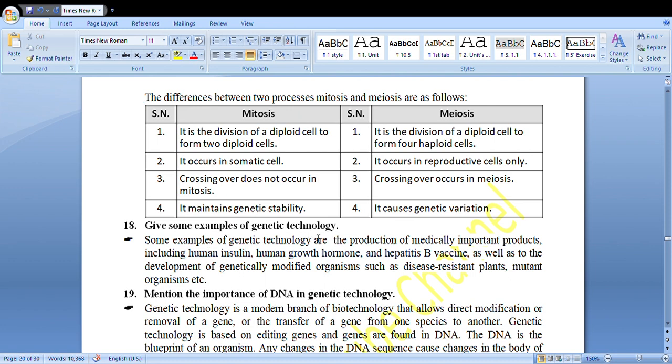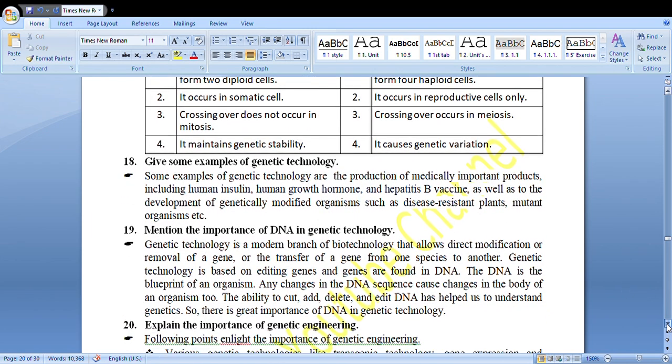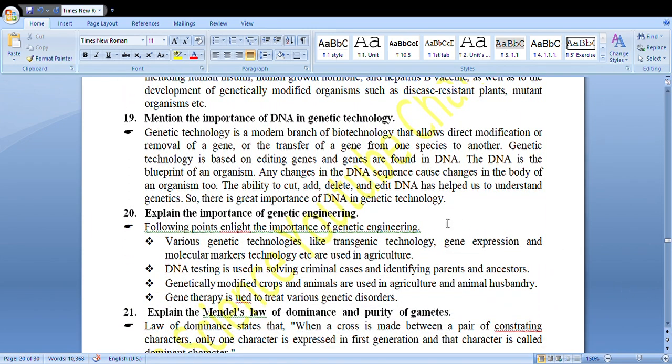Give some example of genetic technology. There are various examples of genetic technology. Some examples of genetic technology are production of medically important products, including human insulin, human growth hormone, hepatitis B vaccine, as well as development of genetically modified organism, mutant organism, etc. Importance of gene in genetic technology.